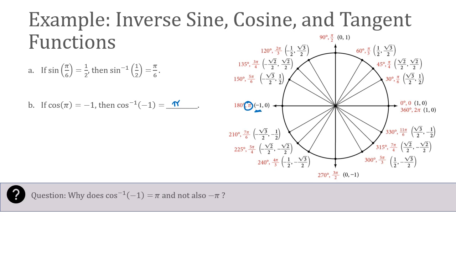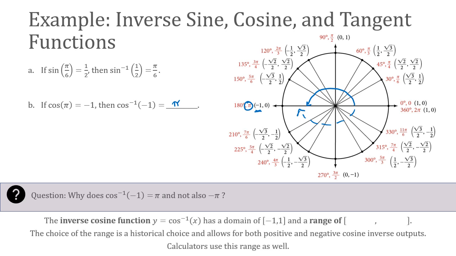But the question again is, why are we limiting it to pi? Couldn't we say negative pi? So here is pi. Couldn't we say negative pi as well? Well, like we talked about with the sine function, in order for the cosine inverse to be a function, there can only be one output. And so there's a historical choice made here as well. The inverse cosine function has a domain of -1 to 1, and it has a range of from 0 to pi.